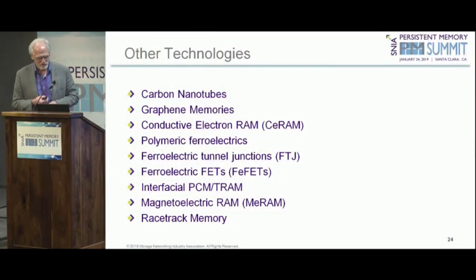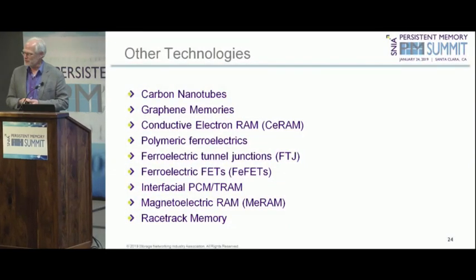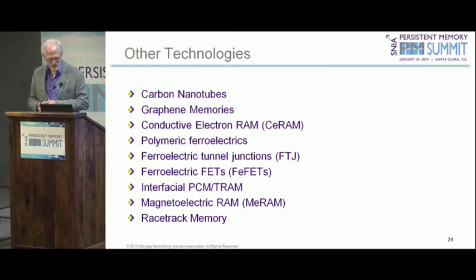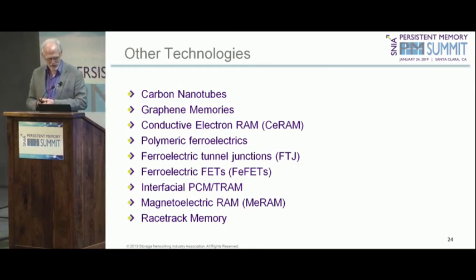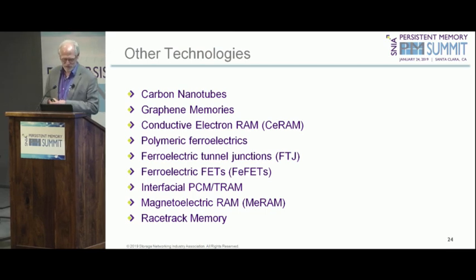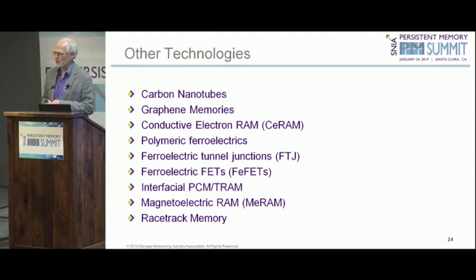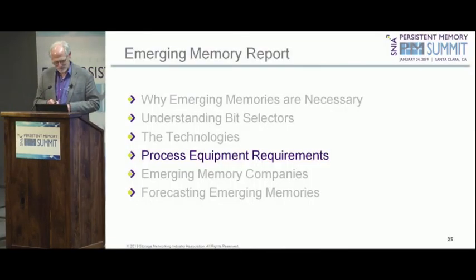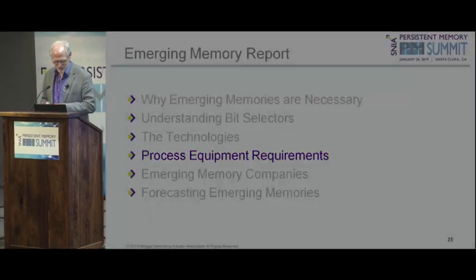So with that, here's a variety of these other technologies. We've got carbon nanotubes, graphene memories, conductive electron RAM, polymeric ferroelectrics, ferroelectric tunnel junctions, ferroelectric FETs, interfacial phase change memory, TRAM, magnetoelectric RAM, which is MRAM, racetrack memory, which you don't hear much of anymore, but it's kind of a cool thing. And then let's talk a bit about some of the process equipment requirements to make this stuff.